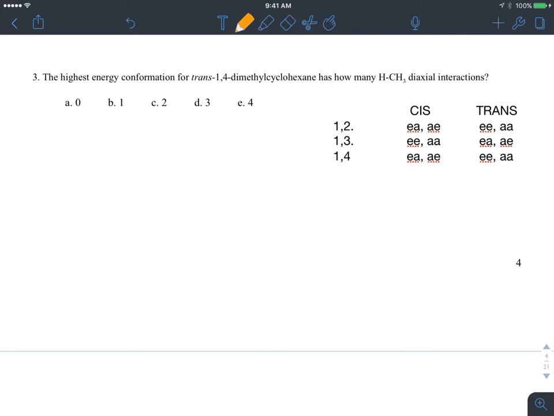All right, guys, so for question 3, it is asking the highest energy conformation for trans 1,4-dimethylcyclohexane has how many H-CH3 diaxial interactions? Okay, so first what we need to figure out is what is our highest energy conformation look like for a trans 1,4? And so this is where we're going to be using the chair conformation and figuring out where to put our dimethyls.